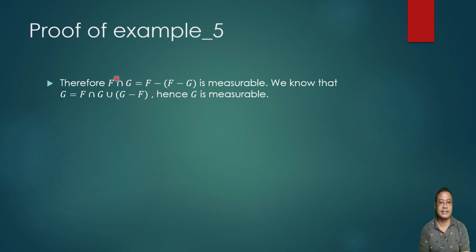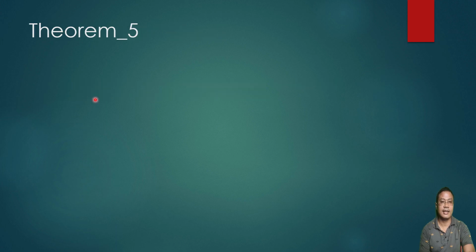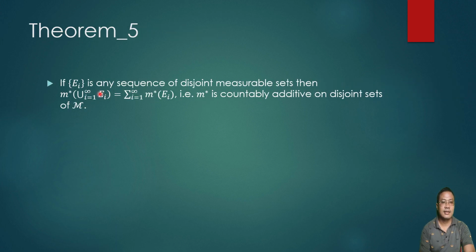So we know that G can be written in this form, F intersection G union G difference F. So we can write G in this form. So F is measurable, and then G difference F is also measurable, hence G is measurable. All right, G is measurable. So since F intersection G is measurable and this one is measurable, the union of two measurable sets is measurable, so G is measurable. All right, so next, this is all about the countable additivity.